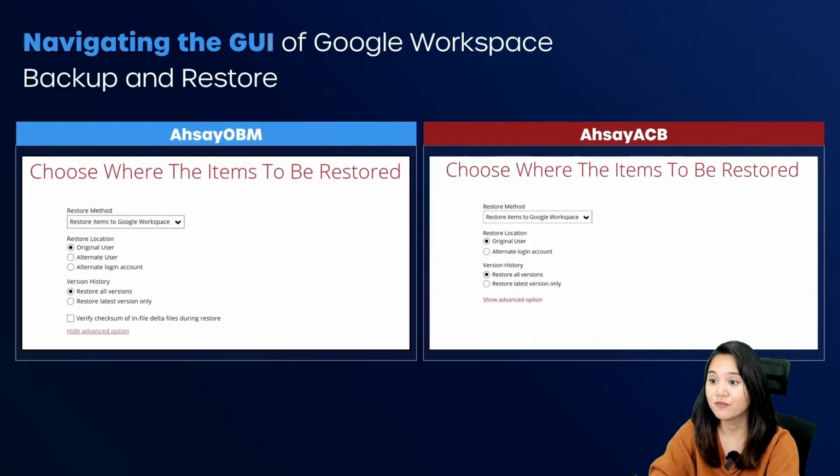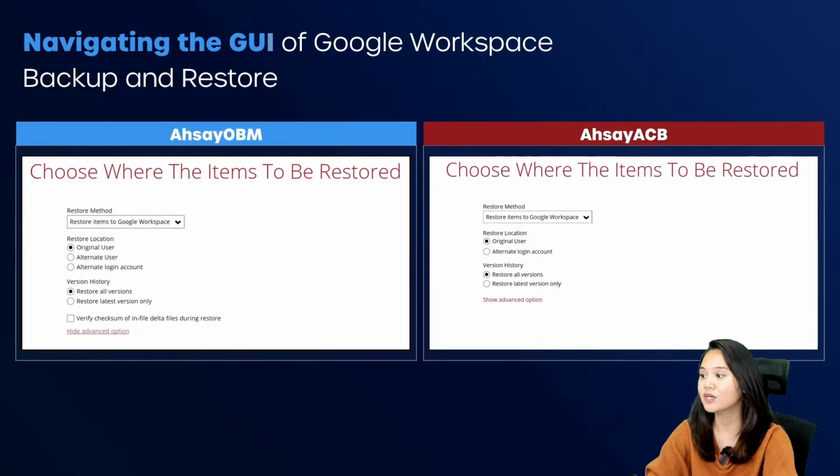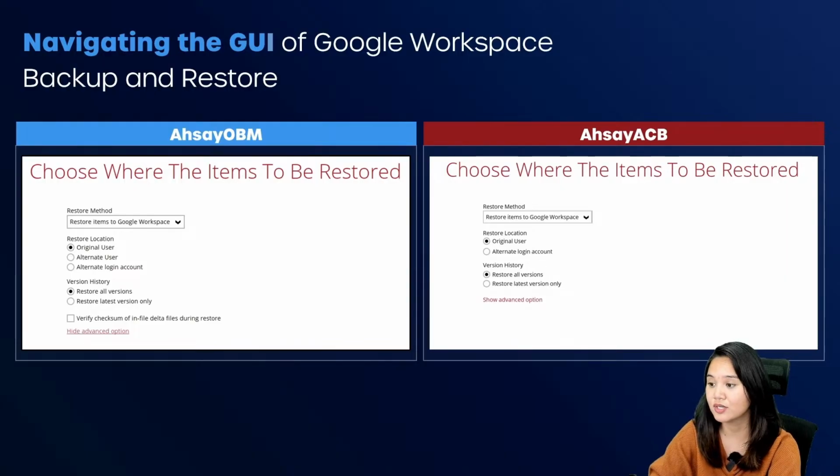So next, this section provides various restore options for users. First, the restore method is how the data will be restored: restore to Google Workspace or save as an archive file, which is an offline restore process. Next, the restore location is the Google Workspace account where the data will be restored to: original user, alternate user under the same organization, or another user from a different organization. For Ahsay ACB, only the options original user and alternate login account will be available.